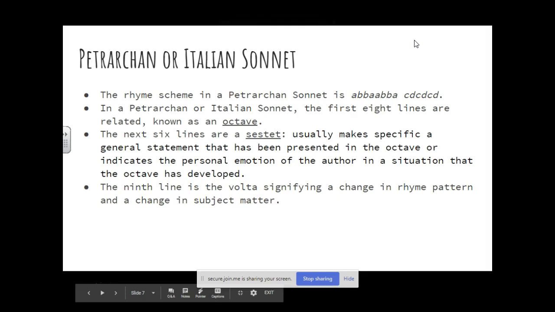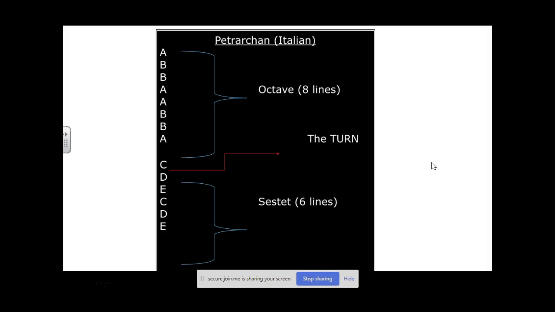How many lines does the sestet have? 6. And then what was that other thing? Volta. The volta is the turn, remember? We learned it in the Shakespearean. So this is how it would be formed, right? Your first 8 lines would have that rhyme scheme, and your second 6 lines would have this rhyme scheme, okay? So the volta or the turn would be somewhere right here.